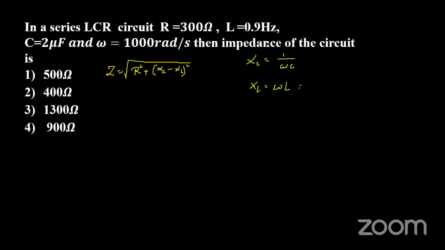0.9 given. Yes, 1000 into 0.9 will be 900. Similarly here, 1 by omega C is 1 by 10 power 3 into 10 power 2 into 10 power minus 6, so 2 into 10 power minus 3. 1000 by 2 becomes 500. 500 minus 900 will be minus 400. Then this will be 9 into 10 power 4 plus 16 into 10 power 4, giving 25 into 10 power 4, whose root is 5 into 10 power 2, which is nothing but 500 ohm.